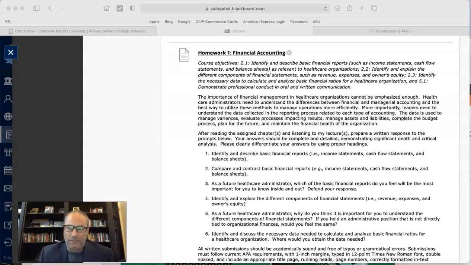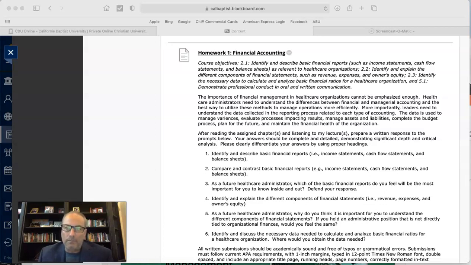So one of the things that an administrator needs to understand is the difference between financial and managerial accounting, and the best way to utilize these methods in order to manage operations more efficiently. So we're going to dive into the differences between those this week.